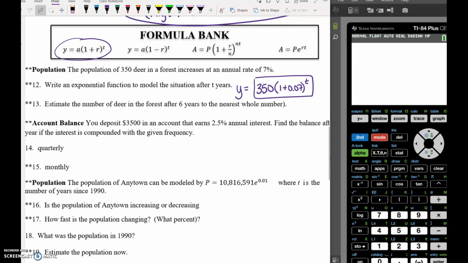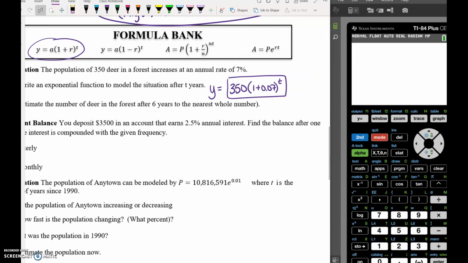Estimate the number of deer in the forest after 6 years to the nearest whole number, and it will be blank, and then it will have the label for you. So the good news is on this test, you can't lose points for labels because the labels are already going to be there for you. For this, you just plug it in, 350, 1 plus 0.07 raised to the 6 years.